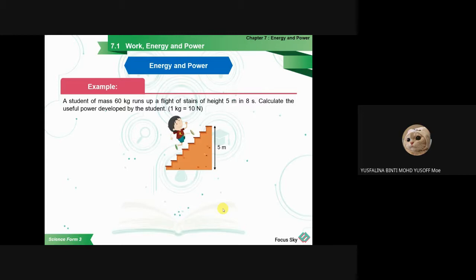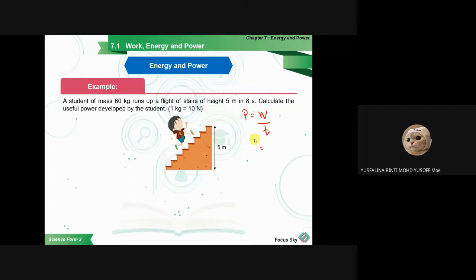So this is the first example. A student of mass 60 kg runs up a flight of stairs of height 5 meters in 8 seconds. Calculate the useful power developed by the student. It says here 1 kg is 10 Newton. We already know power P is equal to W over T, but in the question, the value of work is not given. So we have to calculate the work first.